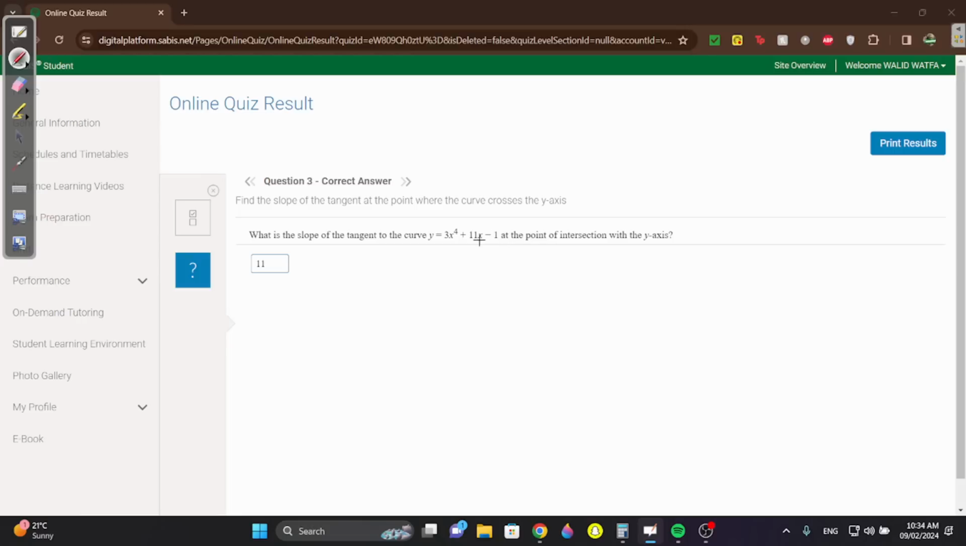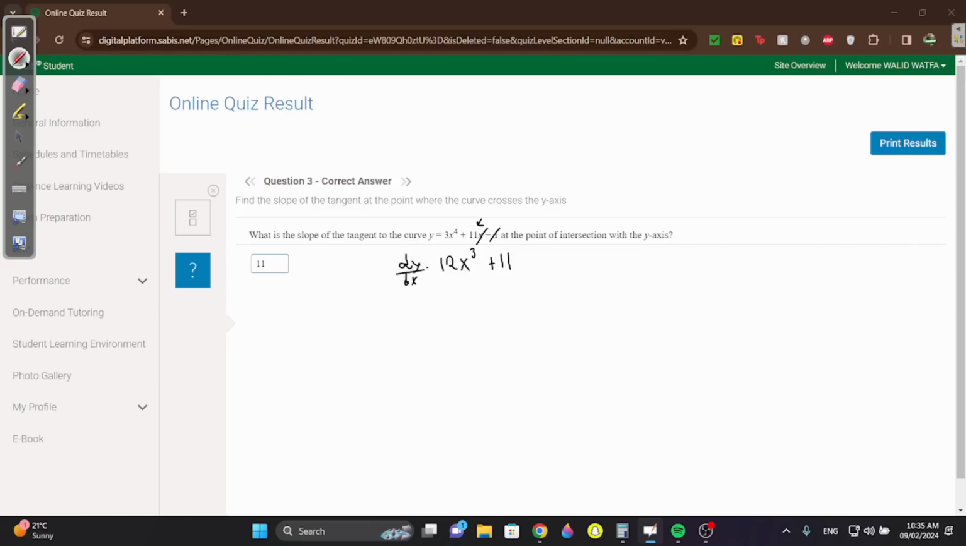Okay, but you're gonna tell me, Walid, they didn't give me the x coordinate, and how am I gonna find the slope? They didn't give me the x coordinate. Okay, I will show you. You guys know to find the slope you have to derive, right? So let's derive this. It will be 4 times 3, 12, x reduce the exponent by 1, 3. 1 times 11 is 11. x goes because the exponent is reduced, and minus 1 doesn't have an exponent, so you remove it. So this is your dy over dx.